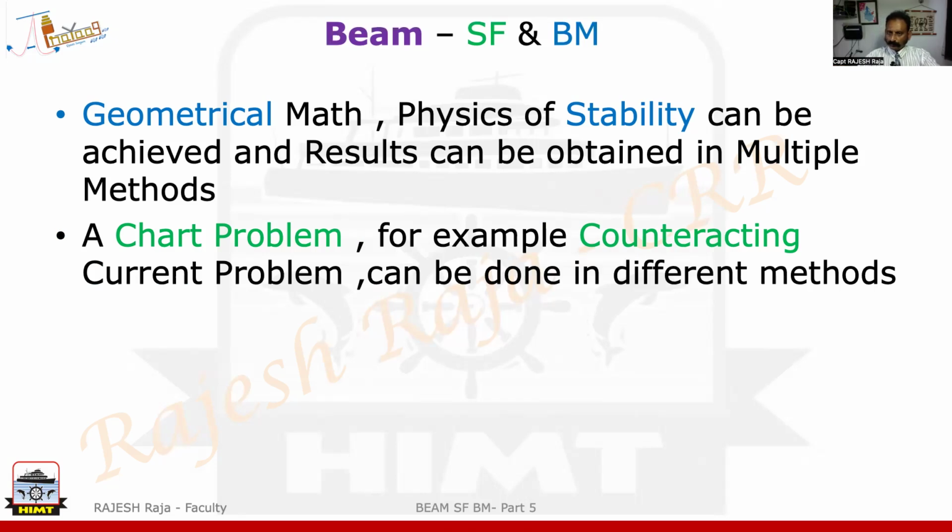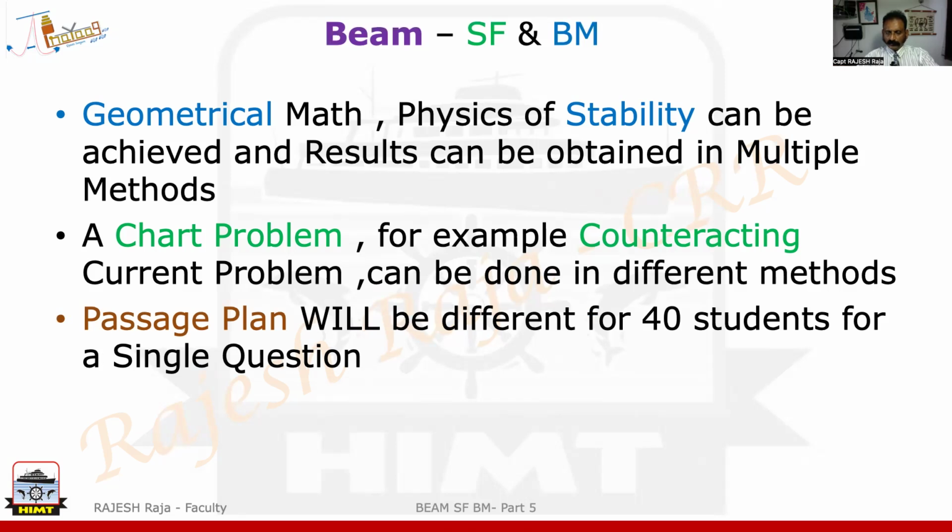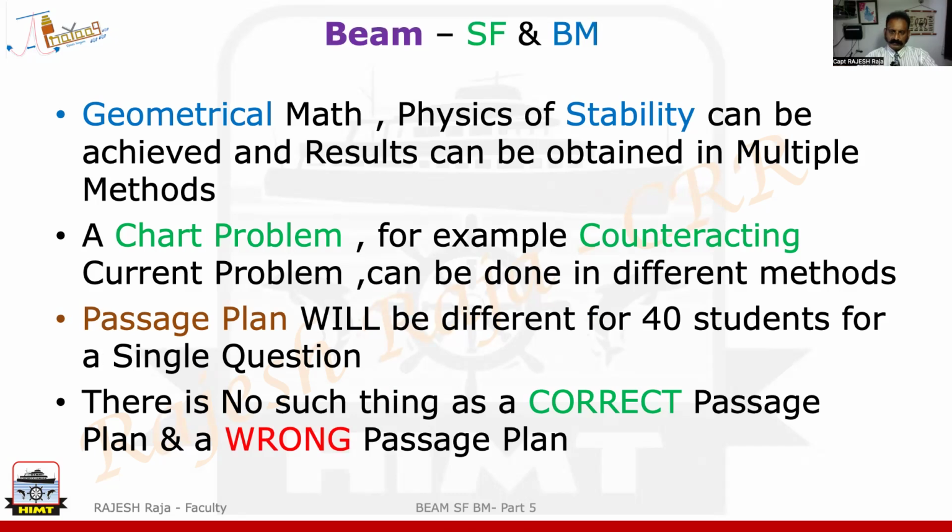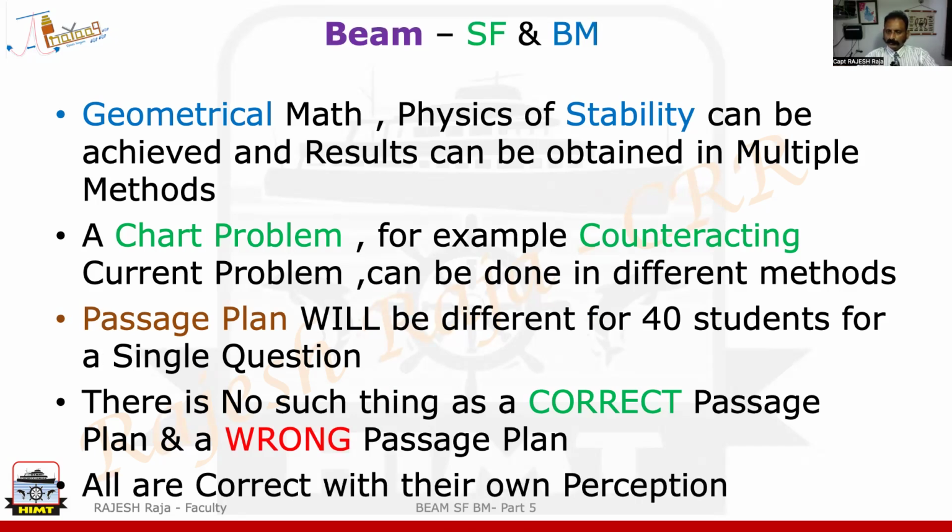You take a simple chart work problem of counteracting method. Depending on the data, you can do multiple ways. So it is not that only one way should be taught to you. If I give you a passage plan, the 40 students will have 40 different courses and distances. Does it mean that somebody is correct and somebody is wrong? No, I don't think so.